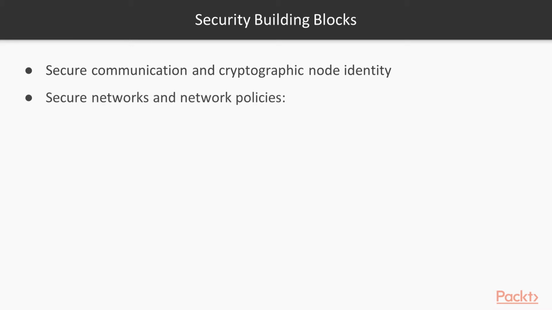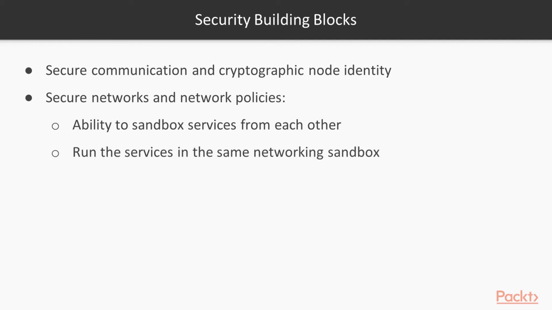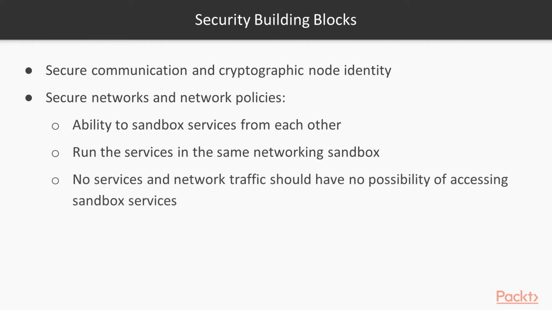The second one is secure networks and network policies. When running application services, not every service needs to communicate with every other service in the cluster. Thus, we want the ability to sandbox services from each other and only run those services in the same networking sandbox that absolutely need to communicate with each other. All other services and all network traffic coming from outside of the cluster should have no possibility of accessing the sandboxed services.